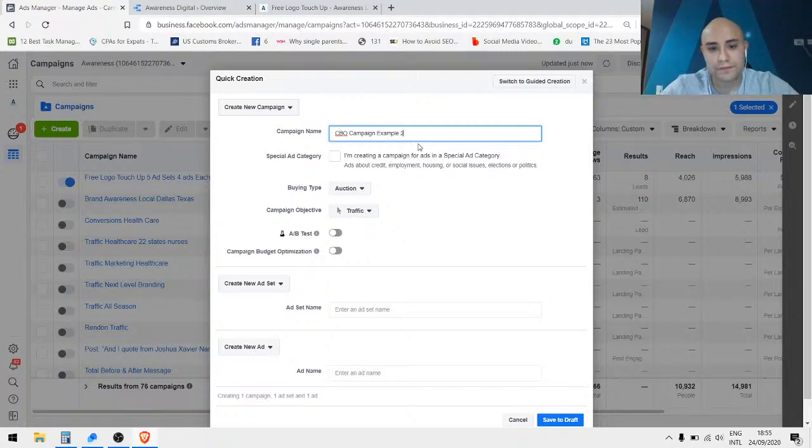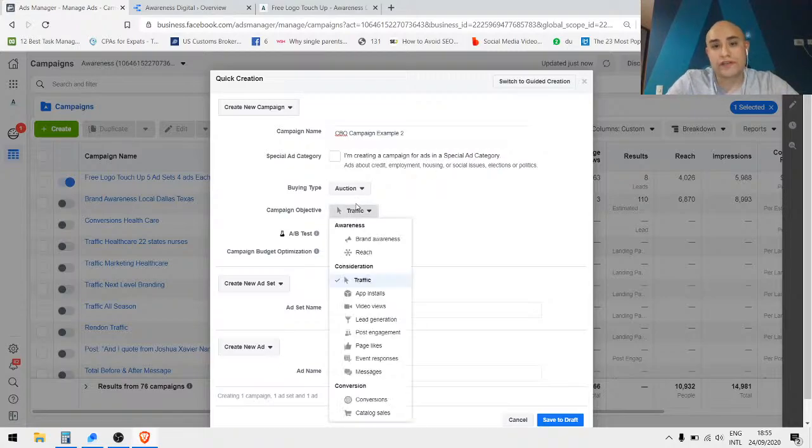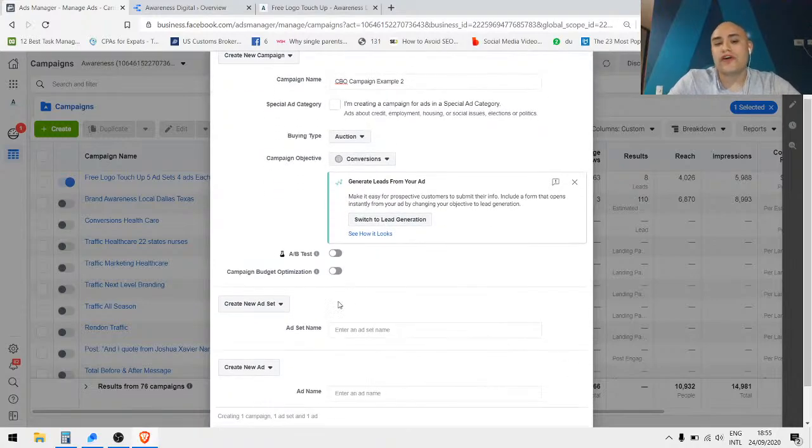Example 2. We're going to choose conversions because we want to do conversions. We're going to turn on the campaign budget optimization. That's what a CBO is, right? Because 5 years ago, I would have said edit, manual placements, right? But not anymore. Facebook is so advanced. Choose campaign budget optimization. So you turn that on.